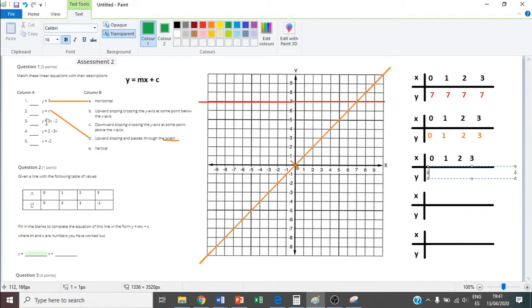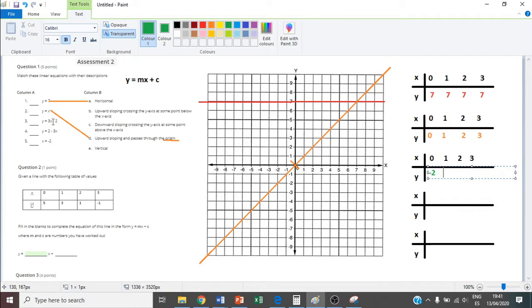So y is equal to 3 times the x value minus 2. If the x value is 0, as it is in our first value in the table of values, y is equal to 3 times 0, which is 0, minus 2. 0 minus 2 is negative 2. So my first point is 0, negative 2.